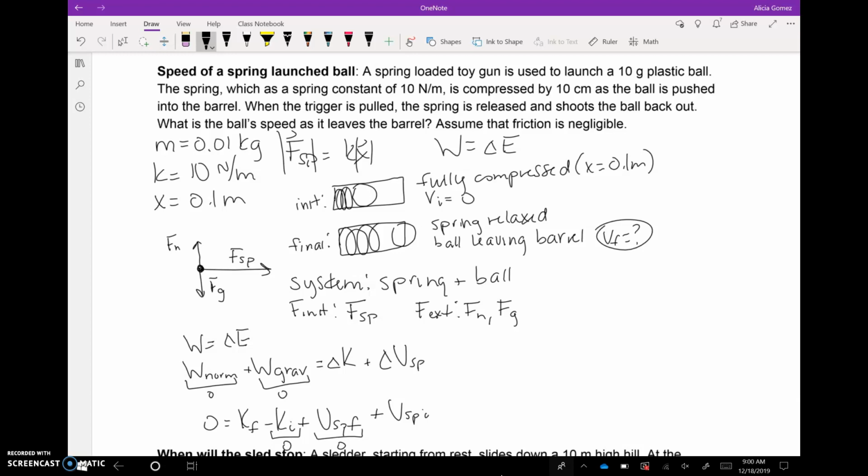Ooh, I made an error here. Hopefully you guys caught that. Let me just erase here. Change in energy is final minus initial. Sorry, I accidentally put a plus sign there.